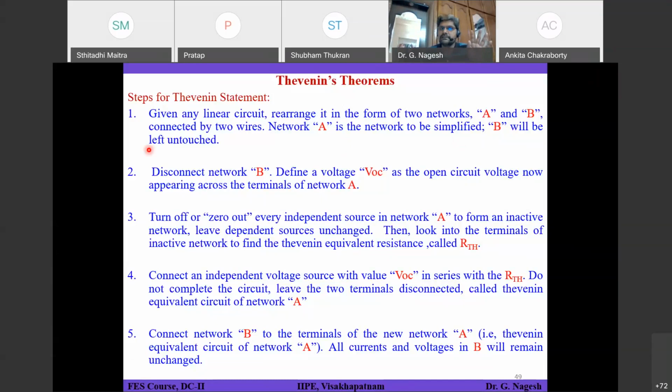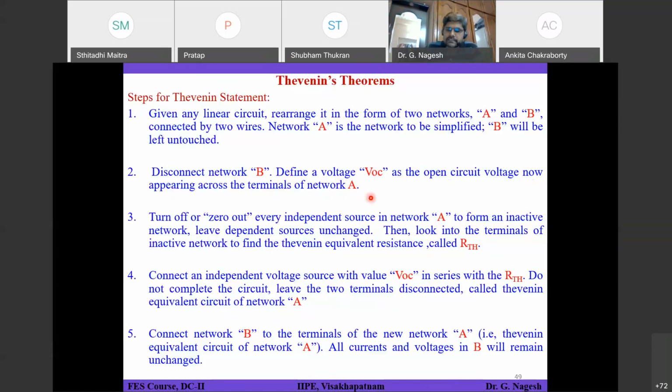Network B is nothing but a simple resistor. So if you want to study what is happening in load resistance RL, network B will be simply RL. That's all. And the remaining part will come under network A. So second step, what it says is disconnect network B. That means you have to remove the load resistance RL and define a voltage VOC as the open circuit voltage now appearing across the terminals A and B.